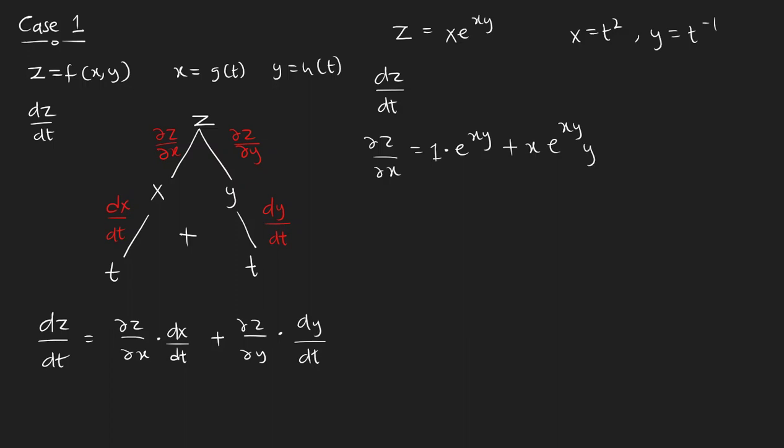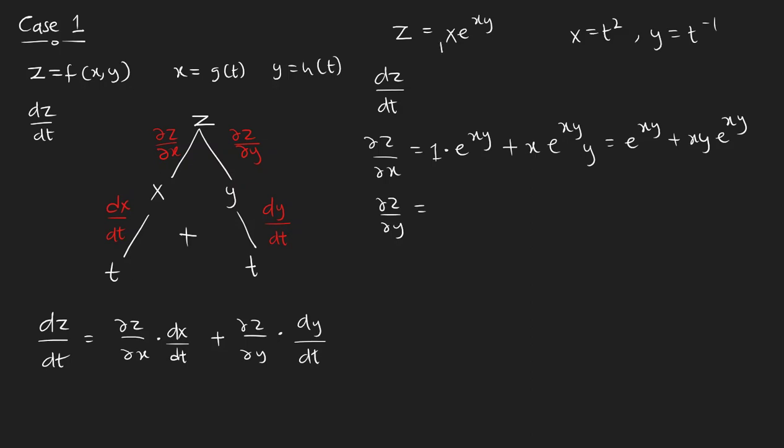So when you simplify this, you're going to have e to the power xy plus xy e to the power xy. Okay, this is what we have. So now let's find the derivative of z with respect to y. So let's look at that.